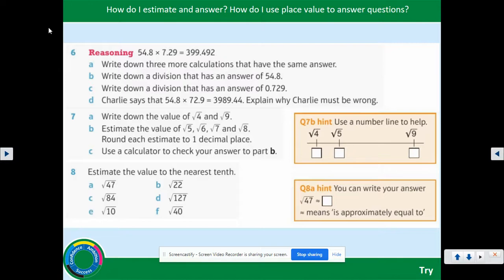Question 8 says estimate the value to the nearest tenth. So you need to find the nearest square root that you can find to the numbers you've been given, and then use this to help you find a good estimate for those answers. Pause the video and play when you're ready to go through the solution, please.